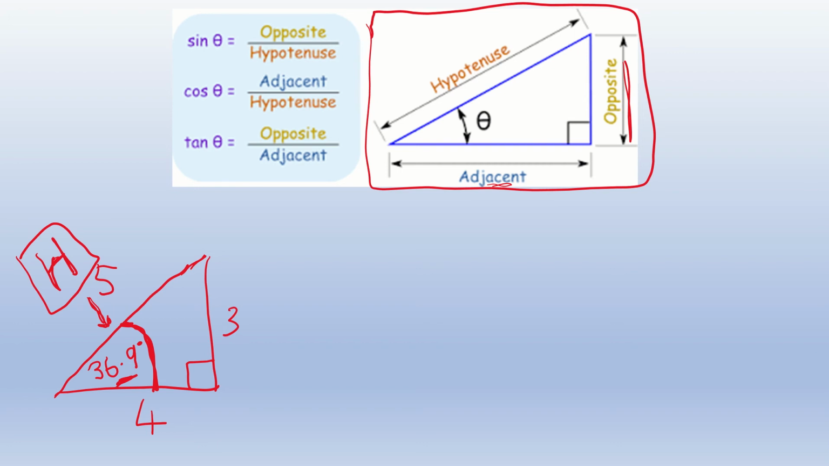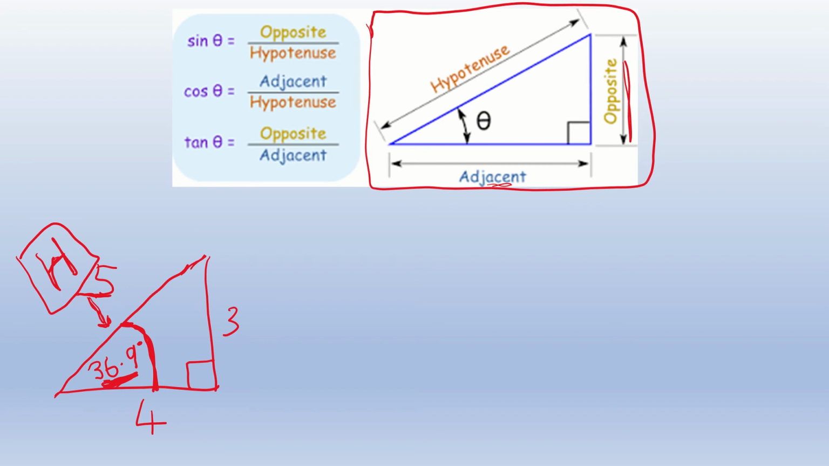And that depends on what angle you're given in your question. So in this question here, you're given the angle 36.9 degrees. Now, we've labeled the 5 as the hypotenuse. We've labeled that. That's done. We have to label what 3 and 4 are. Is it going to be the opposite? Is it going to be the adjacent? Which one is which? And in order to do that, you need to know what angle you're actually working with.